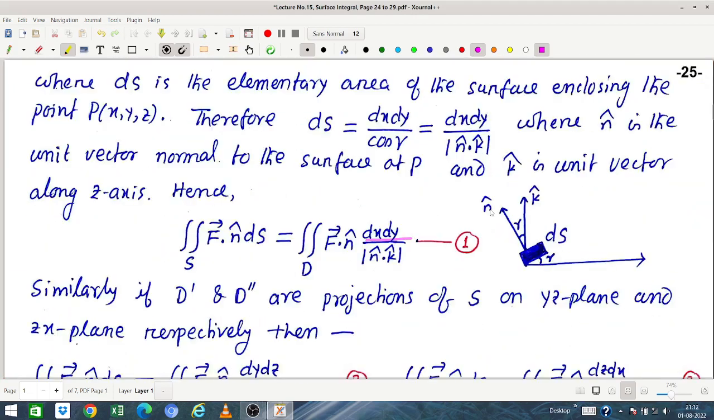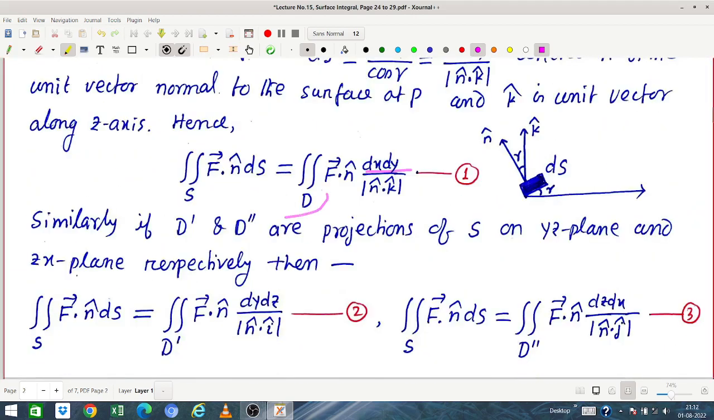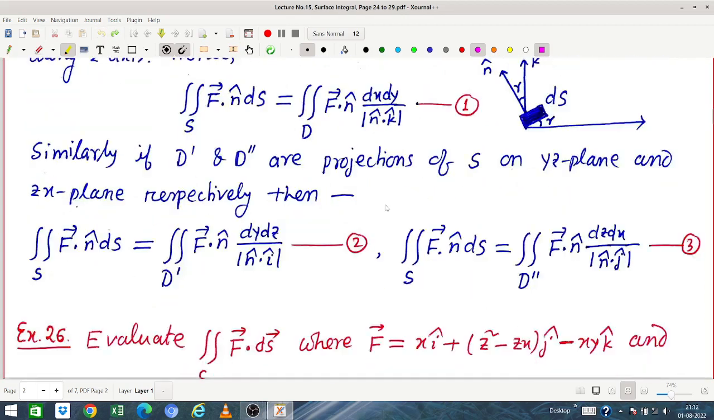This is D in the xy plane. That's why we have written D here. It is a double integral. The left side is a surface integral, but the right side is a double integral. The surface integral is converted to a double integral, and how to calculate a double integral we know.